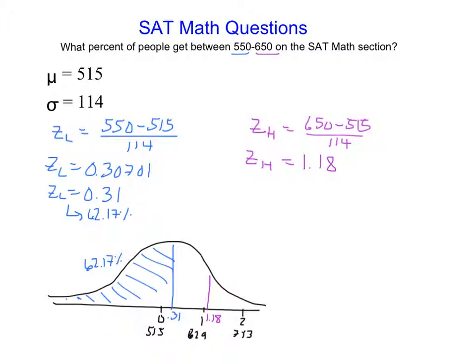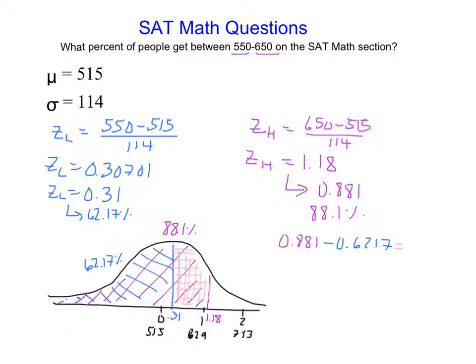Now we're going to do that again for the 1.18. And we're going to get 88.1% for that one. So that's everything below that upper limit there, 88.1%. Now we want to know the region in between, that's scored in between those two. So to get that region there, that's everything below it minus that blue region.